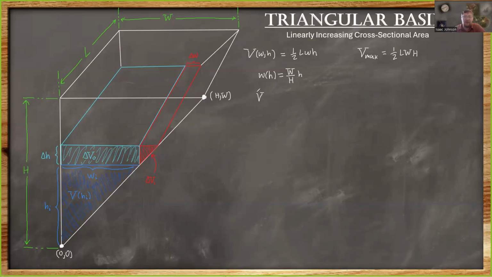We plug that into our volume formula and we get 1/2 length times width, which is now capital W over capital H times H, and times H. So we get 1/2 length times width over capital H times H squared. So we've got an H squared term this time. So volume is accumulating in a quadratic relation with height. It's nice that we could get the volume formula in this case, because luckily we know that triangles are half the area of a rectangle.